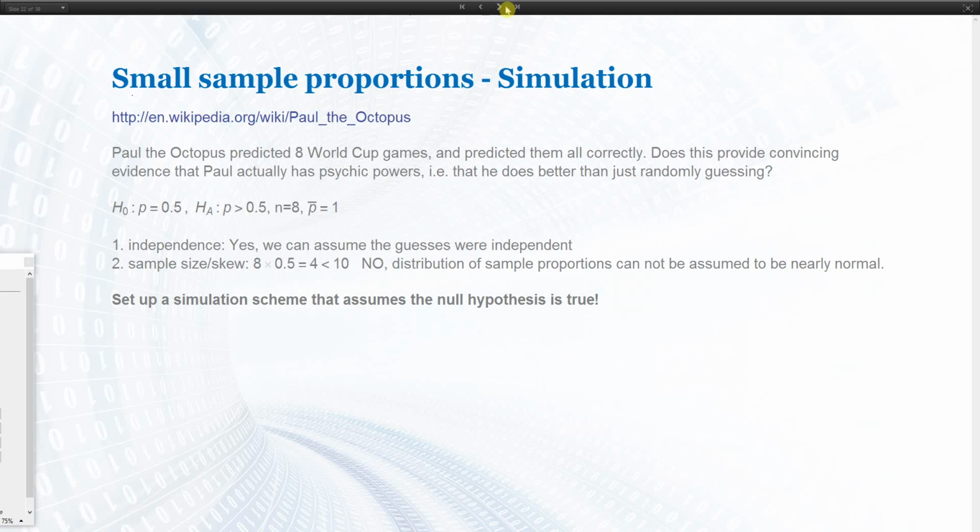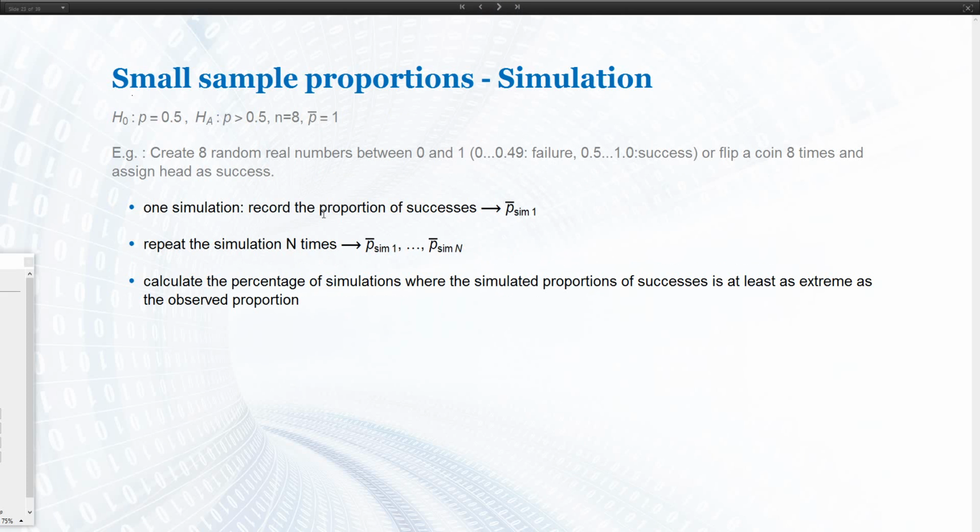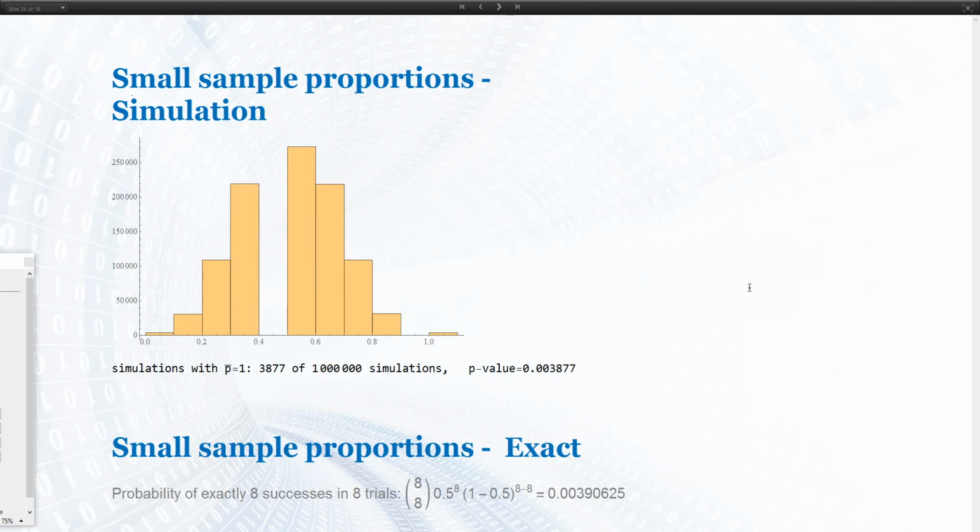Okay, I need to come up with some simulation scheme. What I do is I create 8 random numbers between 0 and 1, and then I assign 0 to 0.49 to failure, so no success, and 0.5 to 1 to success, so correctly guessed. I do it 8 times and count how many successes I have. And then I do it many times, and that looks like this. That's the simulation.